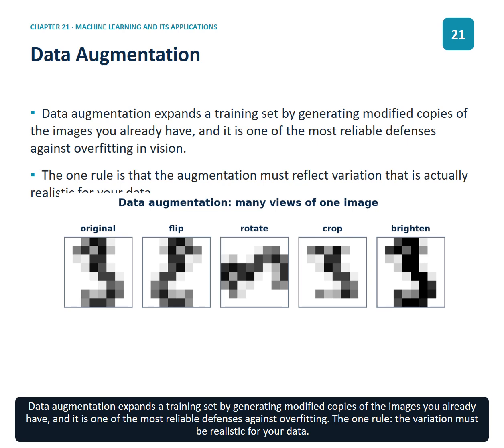Data augmentation expands a training set by generating modified copies of the images you already have, and it is one of the most reliable defenses against overfitting. The one rule: the variation must be realistic for your data.